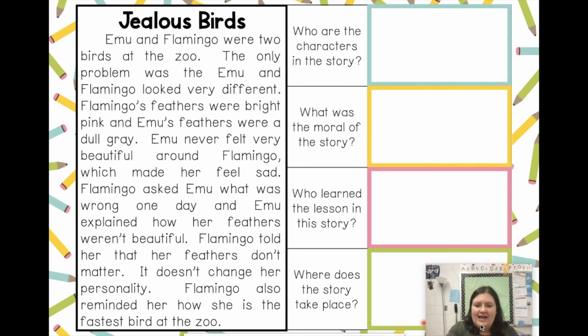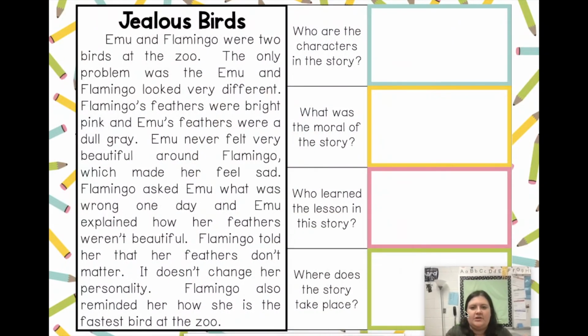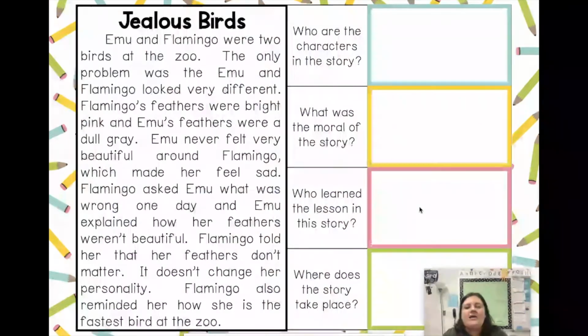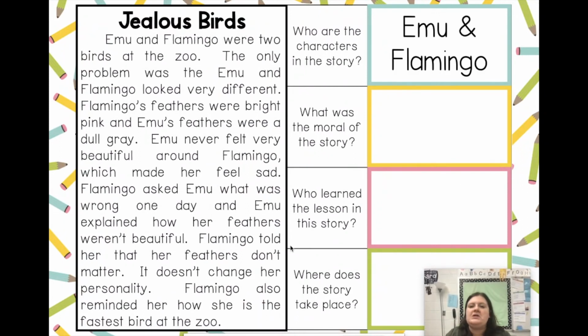So now that I've read this story, we're going to go ahead and answer some questions. Let's read that first question together. That first question is, who are the characters in the story? Well, the characters in our story are Emu and Flamingo. And I know this because those are the first three words in the story. Emu and Flamingo. And those words are also repeated throughout the story as well. And they start with a capital letter. That's a big hint. That's what the character's name is.